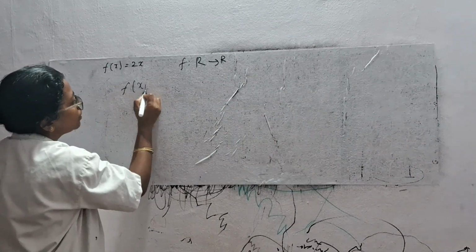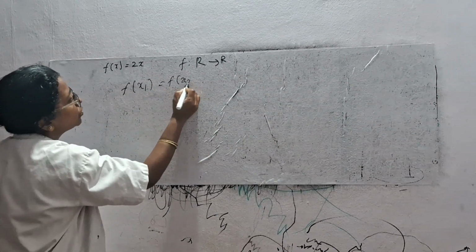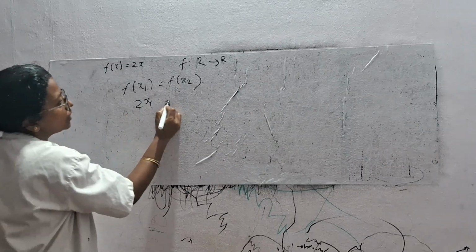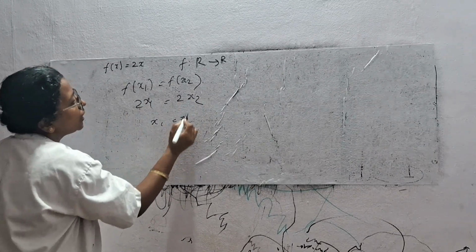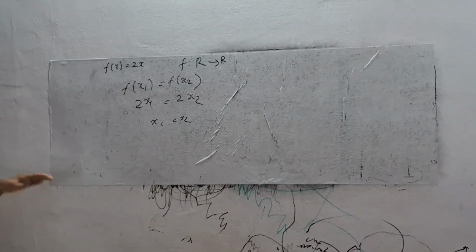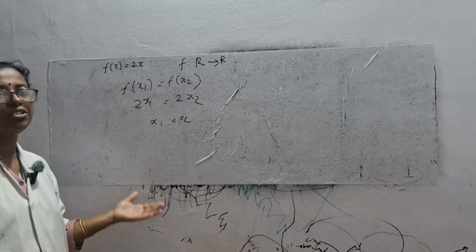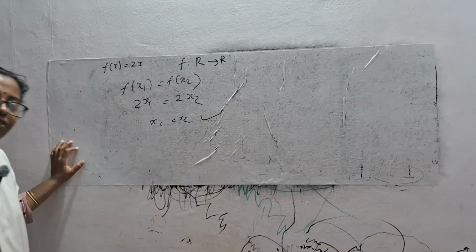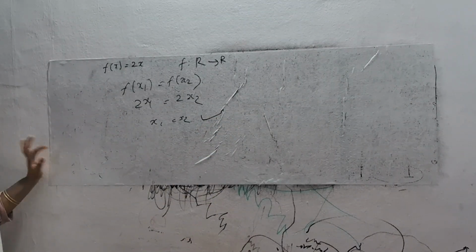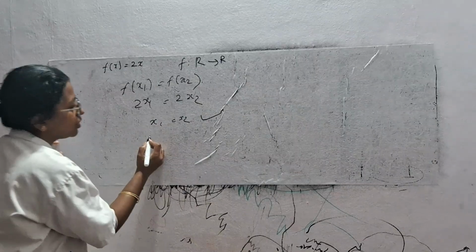Here f of x1 is equal to f of x2. I am taking 2x1 is equal to 2x2. 2 cancels, then we get x1 is equal to x2. This is the one to one condition. If f of x1 is equal to f of x2, we have to prove x1 is equal to x2. That is, f is 1 to 1. Next, how do we prove the onto condition?